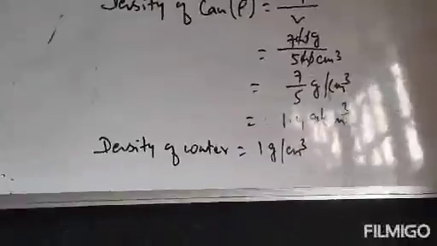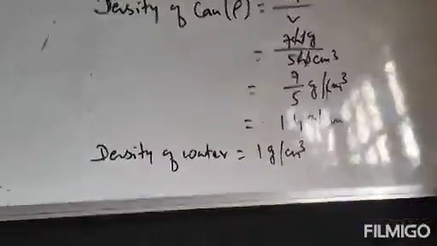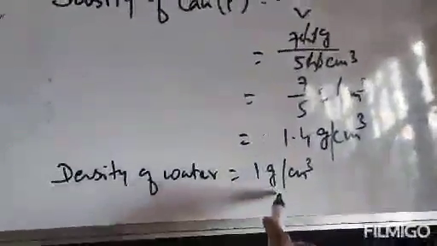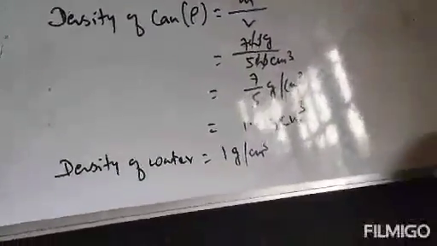Just remember the value of density of water. This is the density of water. It is not given in the question. Clear? You have to remember this value. That is, density of water is 1 gram per centimeter cubed.